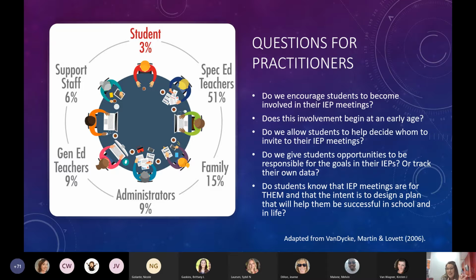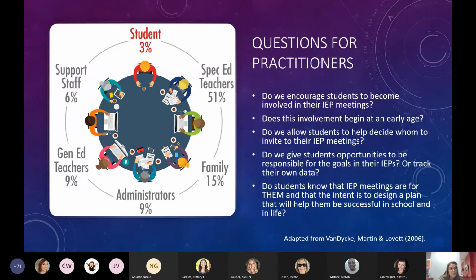So this is big. How do we bring our students into the IEP conversation? We can begin this process by asking ourselves the self-assessment questions that you see on this screen here. Do we encourage students to become involved in their meetings? Does this involvement begin at an early age? If so, how early?